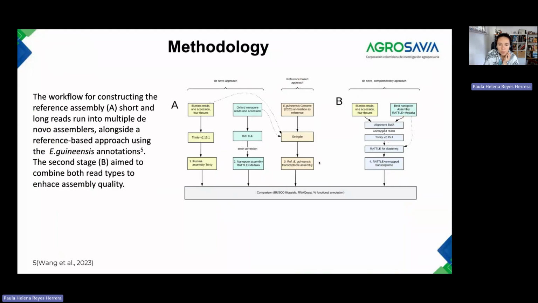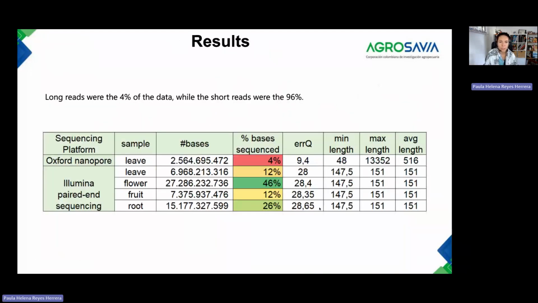We compared these four transcriptomes using the BUSCO completeness score, rnaQUAST metrics, and the percentage of functional annotation. The results. Well, first, there's a difference between the amount of data. Long reads were 4% of the data, while short reads were 96% of the data. This is because we have traditionally worked with short reads, and this was our first attempt to work with long reads for transcriptomes.